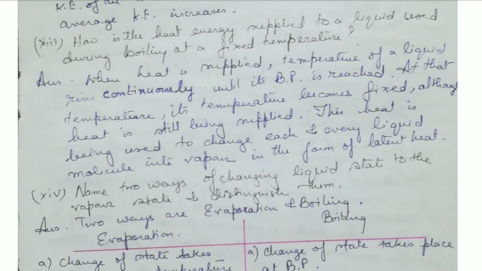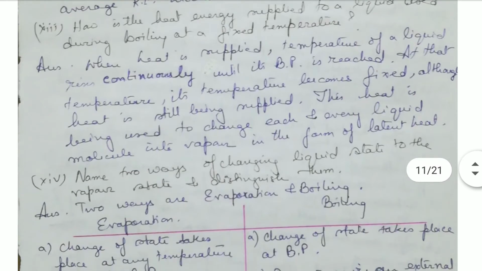When heat is supplied, the temperature of the liquid rises continuously until its boiling point is reached, where there is no change of temperature. At that temperature, it becomes fixed, and although heat is still being supplied, the temperature stays fixed. This heat is being used to change each and every liquid molecule into vapor in the form of latent heat.